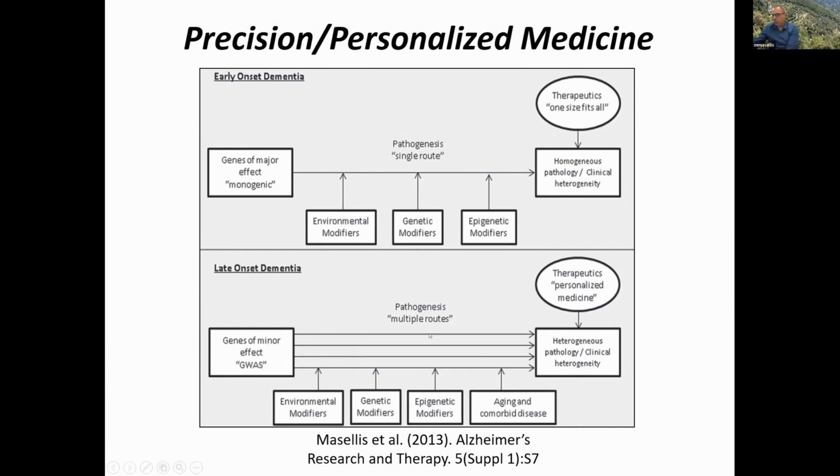This leads to multiple pathogenic routes, more heterogeneous pathology, in particular mixed pathologies, and clinical heterogeneity, which can be modified by the same modifiers, but also we must take into consideration aging factors and comorbid disease factors such as cardiovascular risk factors. And in this, we need to be thinking about therapeutics using personalized medicine strategies, as is done in the cancers with cocktail therapies addressing all of the underlying pathologies.